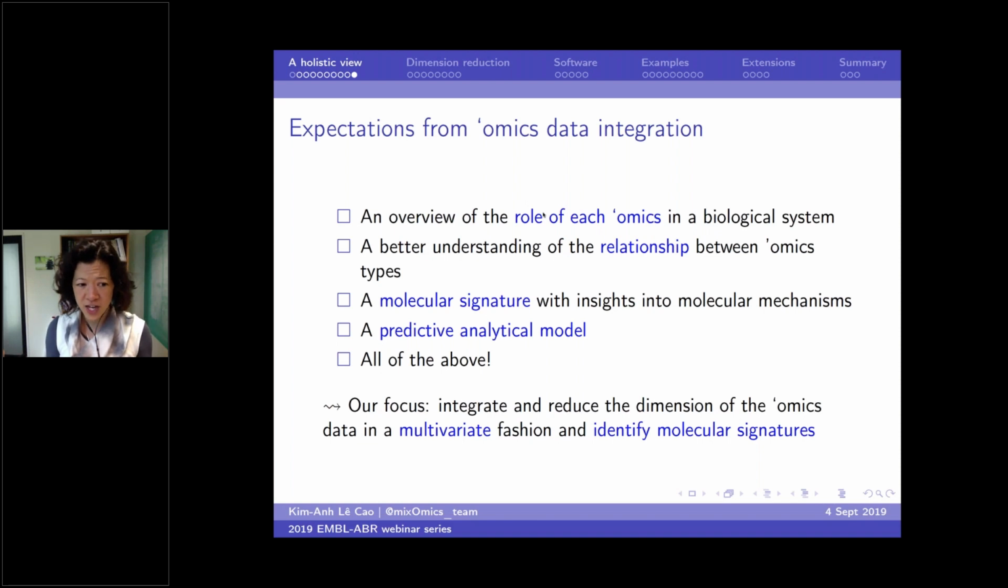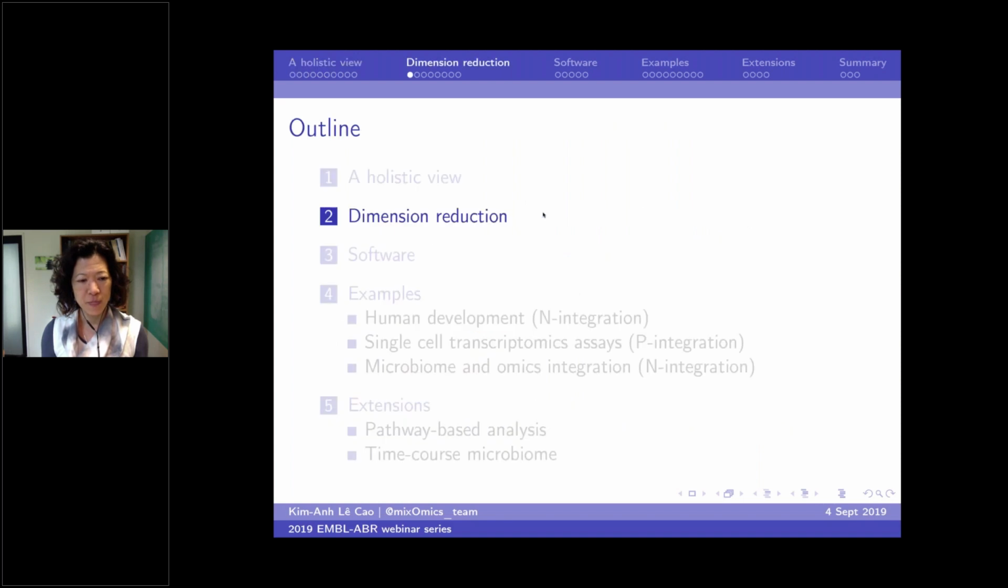So based on all these omics data types, you may want to predict whether an individual is going to have a disease or no disease based on what you have learned before on those data. And often the question I get the most is that you would like to do all of this at once. And so the method I'm going to talk about today is how we can integrate those different types of information, reduce the dimension of the data in a multivariate way, and identify those molecular signatures. So I'm going to give you a brief overview of what I mean by dimension reduction and how we do this.